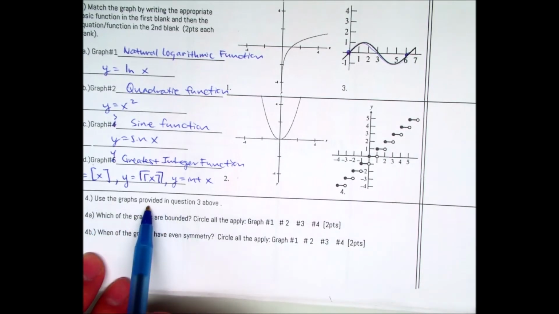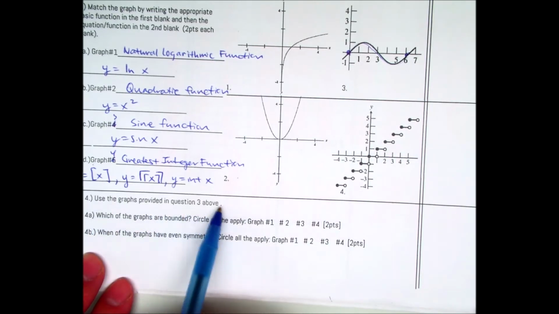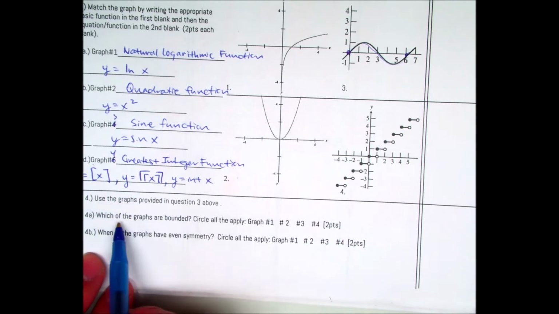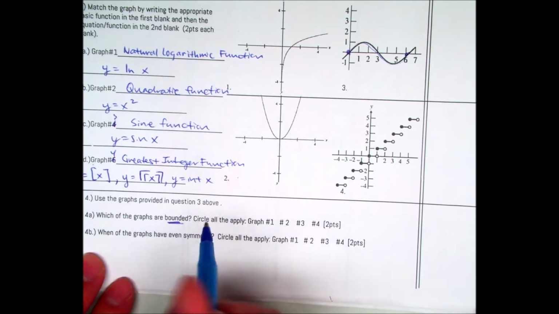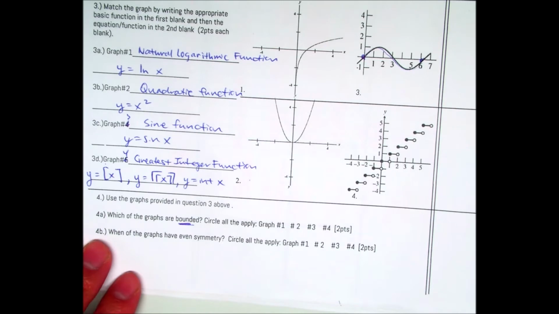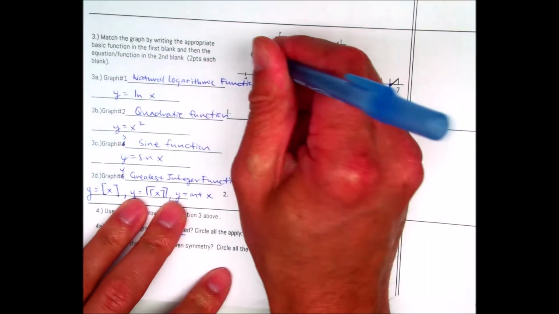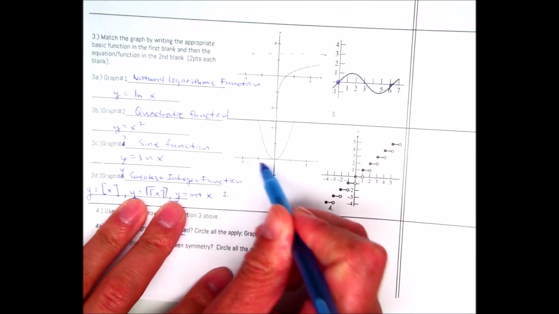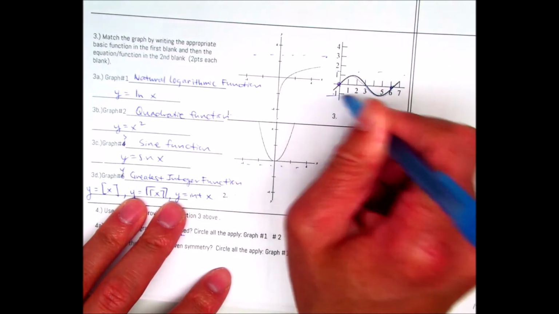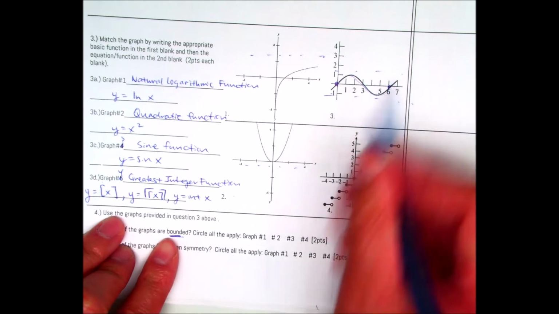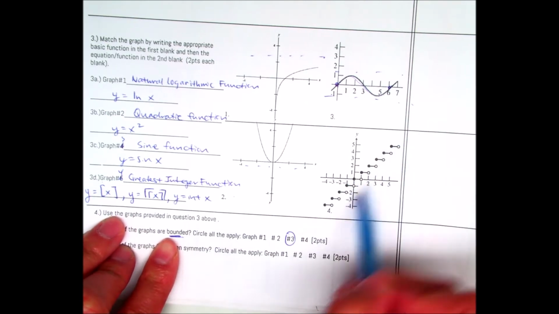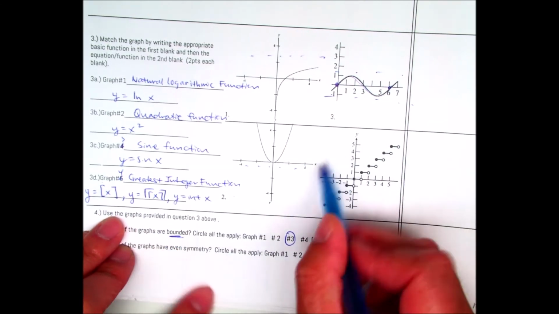Question number 4. Which of the graphs provided in question number 3 above are bounded? So bounded means above and below. And here, this one is bounded just above. This one is bounded below. This is bounded above and below, so this one is bounded, so number 3. And this one keeps going on forever, so this graph will be unbounded.